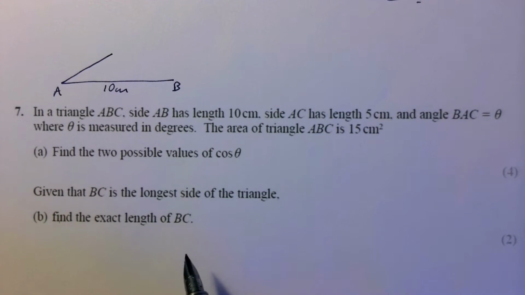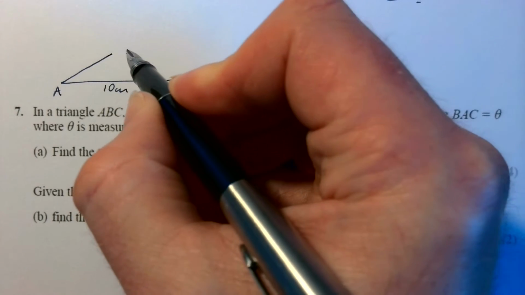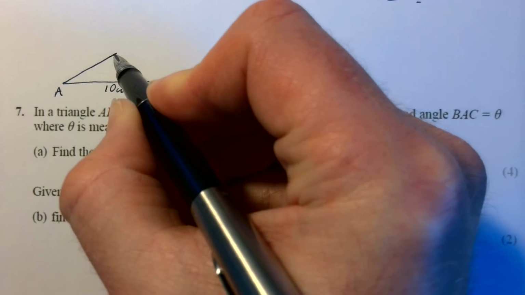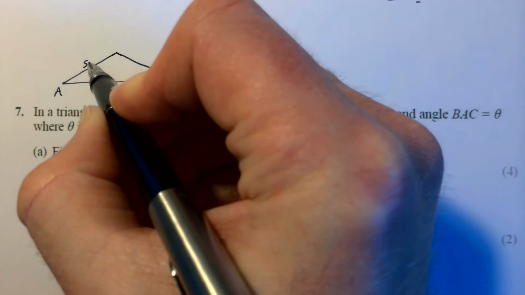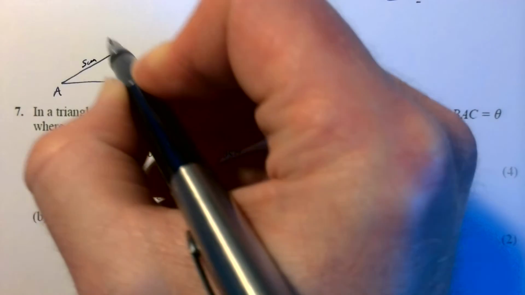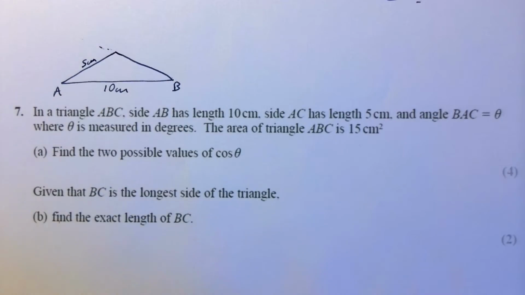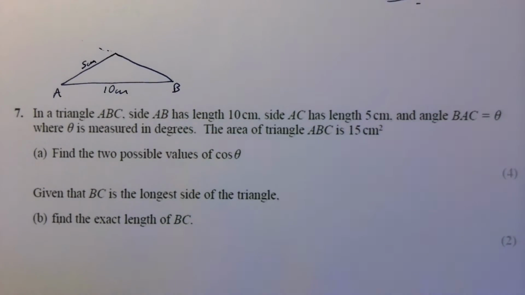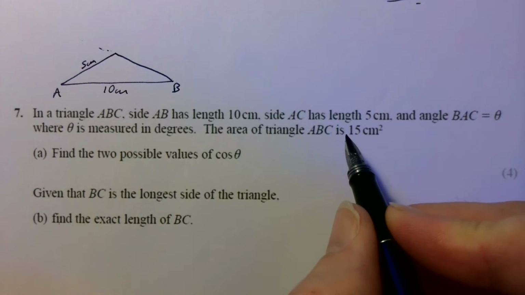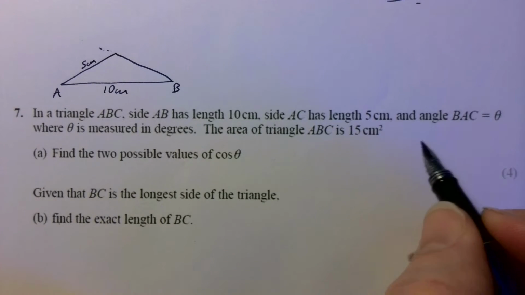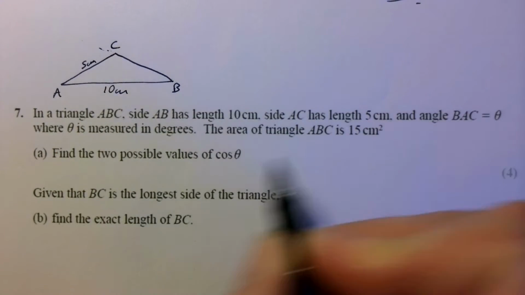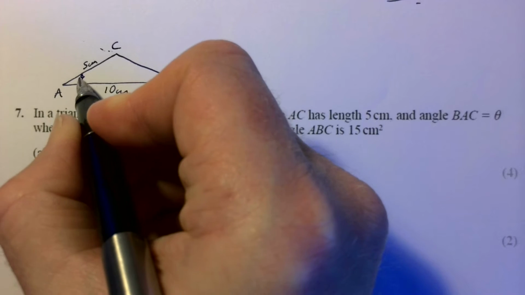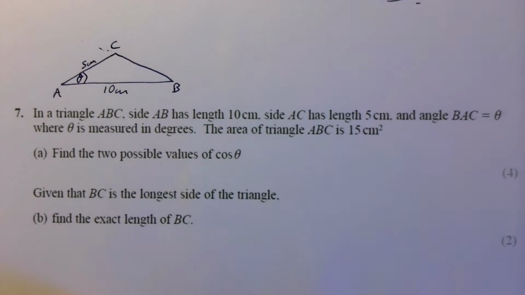Now it says there's two possible answers, and that is because if that's 5 centimeters there, it is possible that there would be another one coming off over there. And yeah, so there's more than one way that this could happen. But what we're going to do first of all is say, right, BAC is that angle there, isn't it?